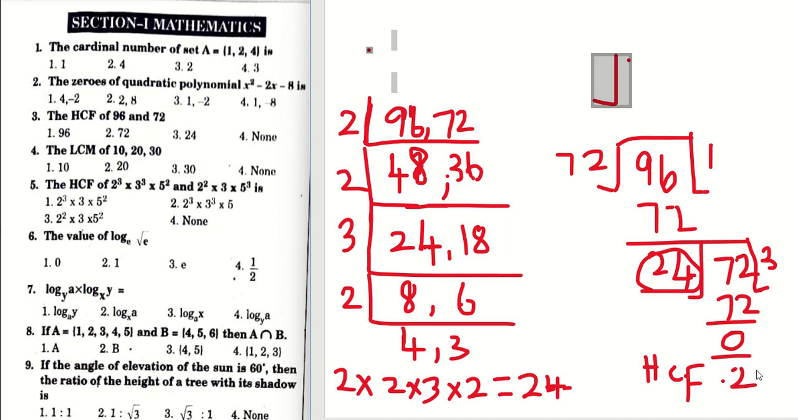So here you learn two methods, right? One is long division method, and the other is the prime factorization method. Either you can do this way or this long division method. Whatever method you are following, you will get the same answer. So let us check in the options. What is the correct option over here? Number 1 is 96, number 2 is 72, number 3 is 24, number 4 is none. So which is the correct option now? Number 3, because we got HCF as 24. Number 3 is the correct option. So 24 is the HCF of 96 and 72.